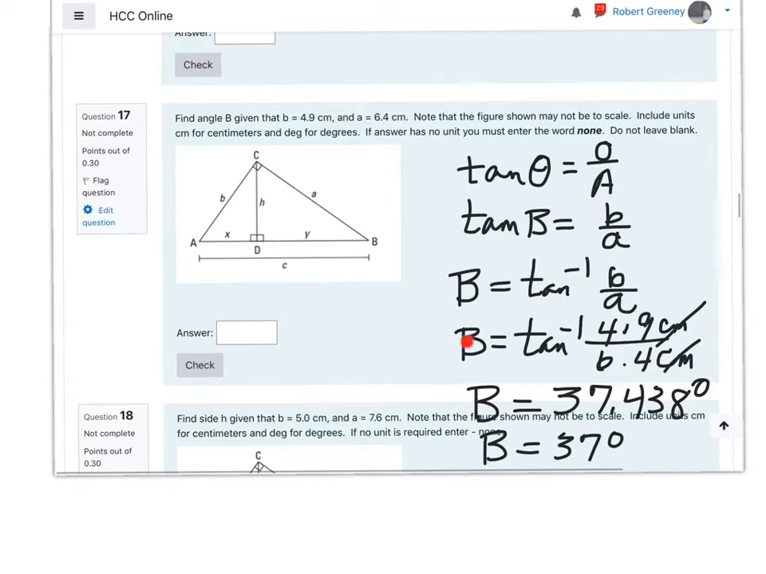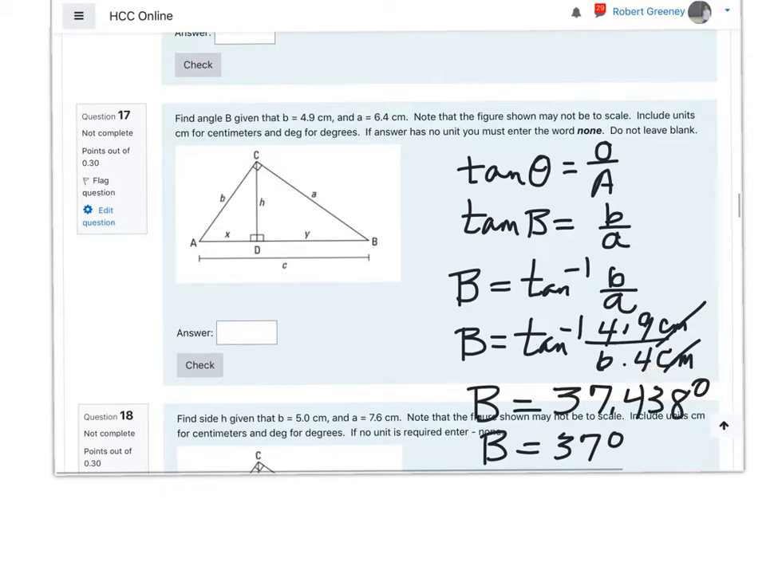And then I put the numbers in. So notice I do symbolic algebra before I put the numbers in. I want you to learn to do problems this way. So B equals the inverse tan, there are the numbers. Notice I put in the units. Notice the units cancel.